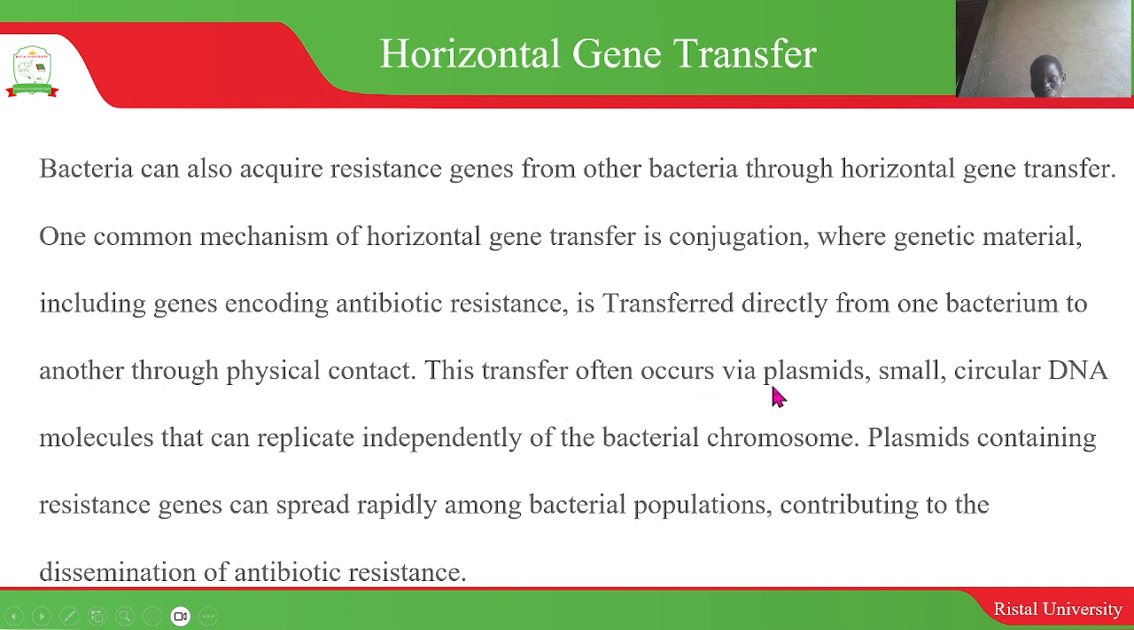This transfer often occurs by what we call plasmids. It's really one of the common challenges currently to bacteria, to antibiotic resistance. Plasmids, by definition, are small circular DNA molecules that can replicate independently of bacterial chromosomes. So plasmids containing resistant genes can spread rapidly among bacterial populations, contributing to the dissemination of antibiotic resistance.